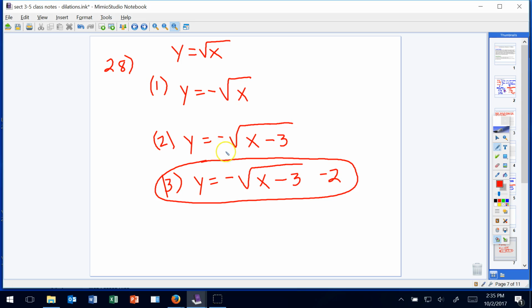I'll just give you a heads up on number 27. You're going to be reflecting about both the x-axis and the y-axis for that square root function. So remember, this gives you the reflection over the x-axis, and then when you do this inside the radical, that gives you the reflection about the y-axis. Easy for me to say. All right, so I just want to give you a heads up because you're going to run into that on number 27. I hope that helps.